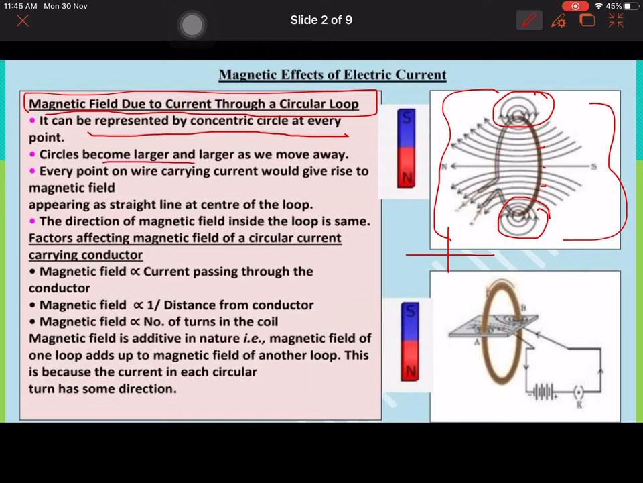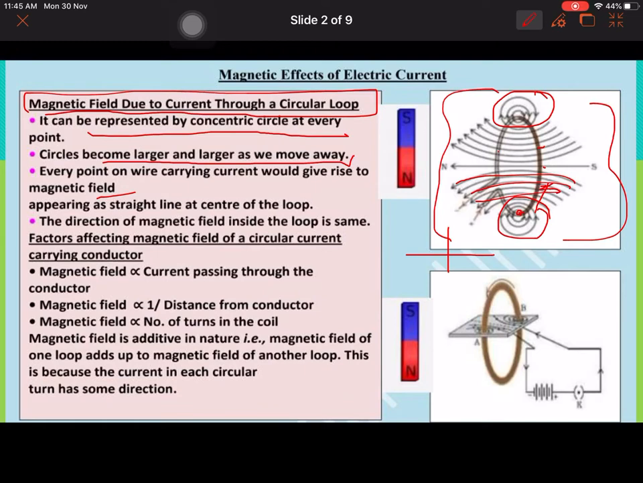Circles become larger and larger as we move away. You can see this is the point where we are calculating. As we are moving from this, the circles are becoming larger and larger. Every point on a wire carrying current would give rise to a magnetic field. So on any point, if you are finding this magnetic field, you can easily find it with the help of the right hand thumb rule, and the direction of magnetic field inside the loop is the same.